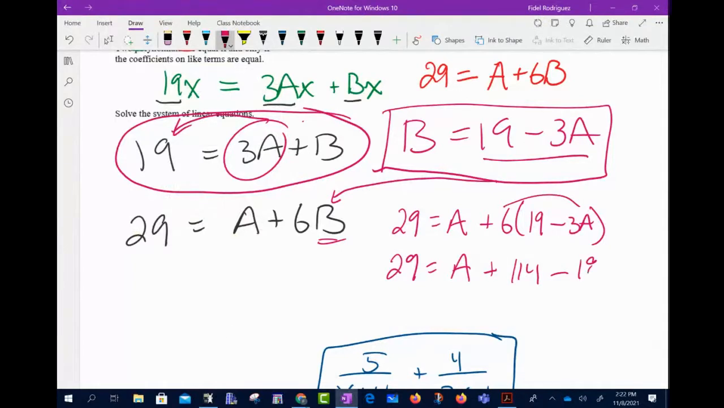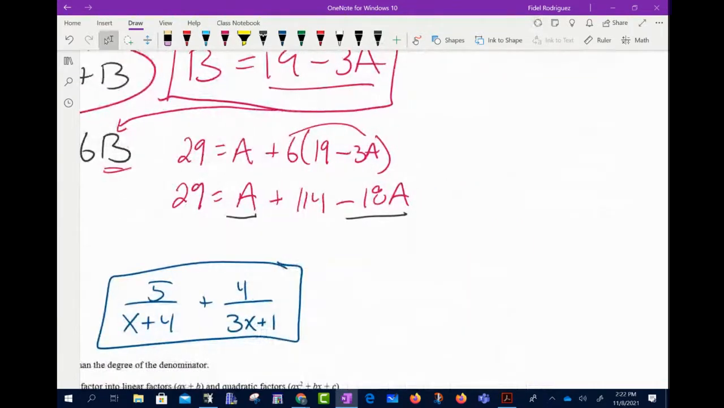6 times a negative 3a is a negative 18a. Let me ask you all a question. Can we combine this a and this negative 18a? So we should end up with 29 equals 114, and a minus 18a, everybody agree, is a negative 17a, when we combine those a's together? And then how would I get rid of my 114? How would I move the 114? There you go. Good. We're going to subtract it on both sides.